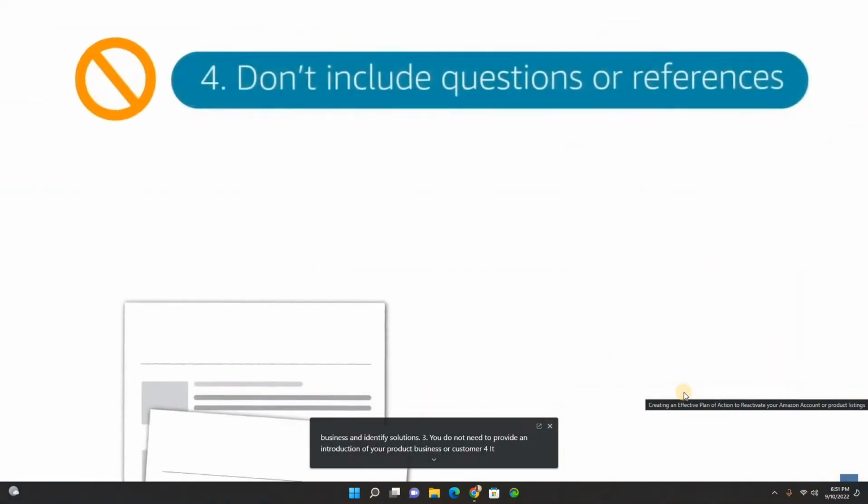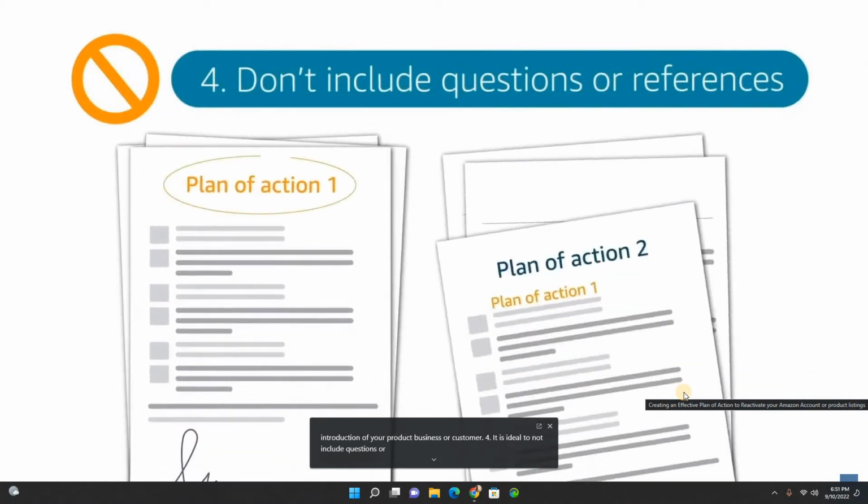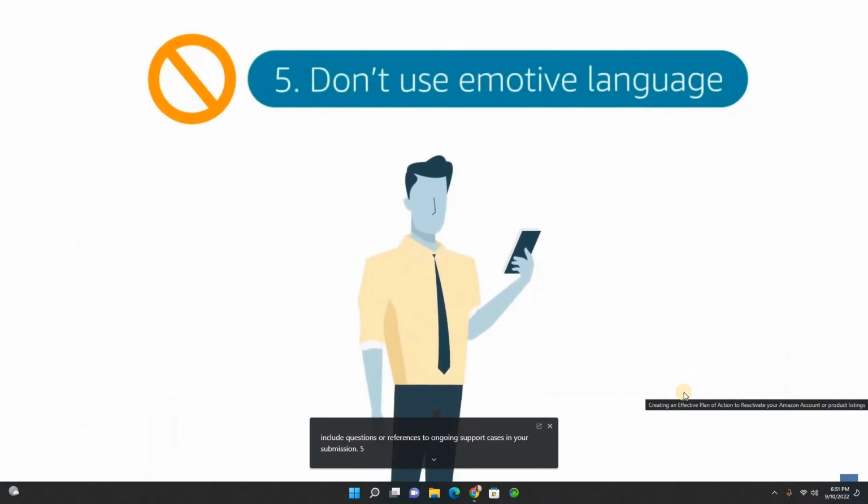Now they're getting some larger niches that are related to packing cubes, but aren't directly in your packing. It is ideal to not include questions or references to ongoing support cases in your submission. Emotive language should not be used. Focus on the facts and how you plan to address the issues. Great homes can focus on opportunities that are sufficiently large and growing.